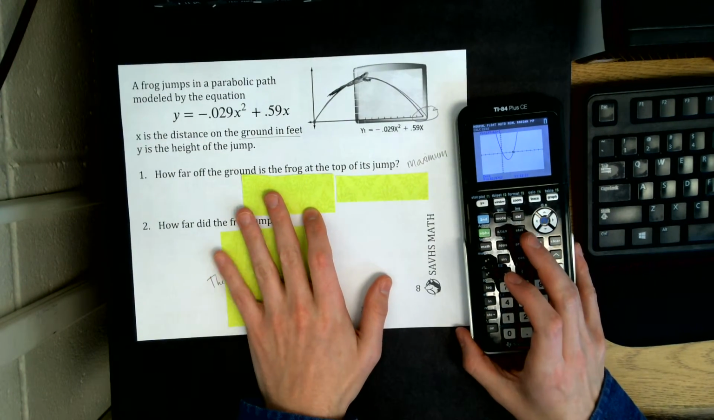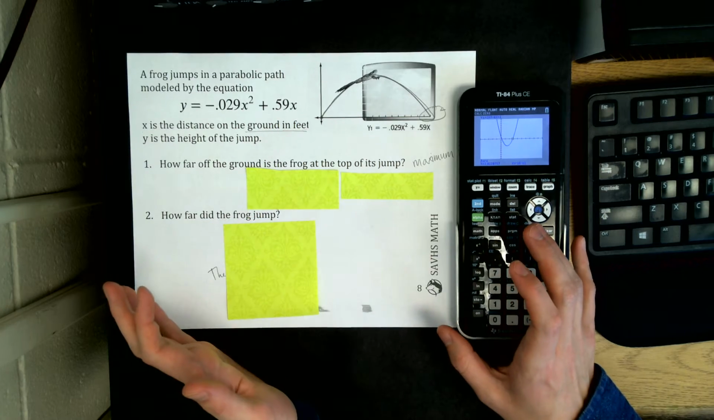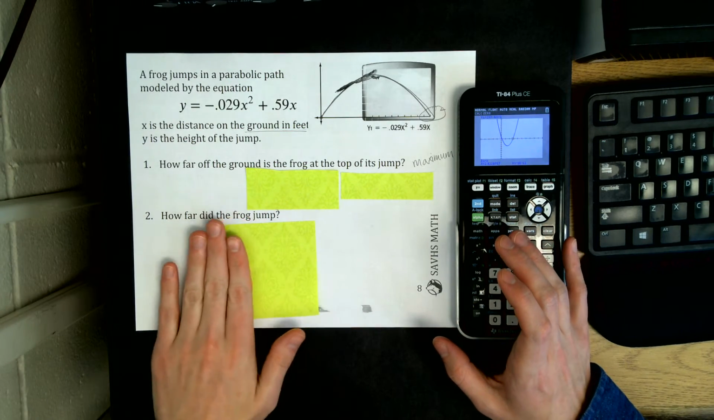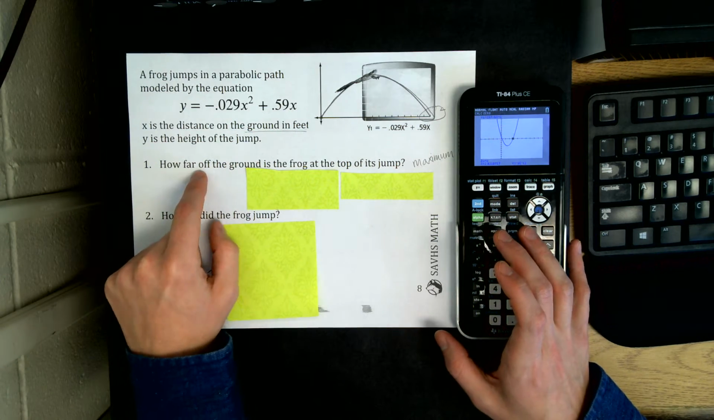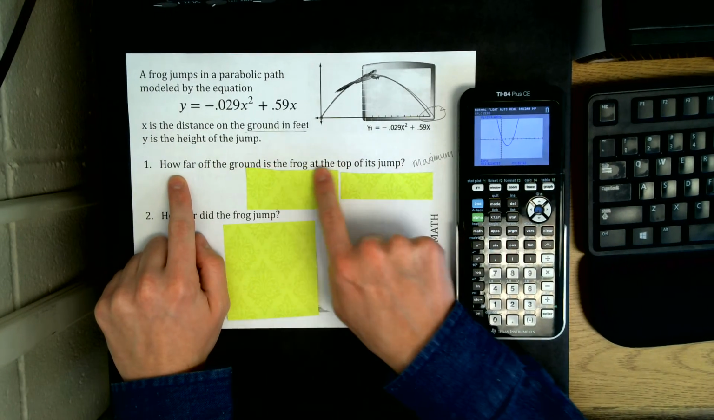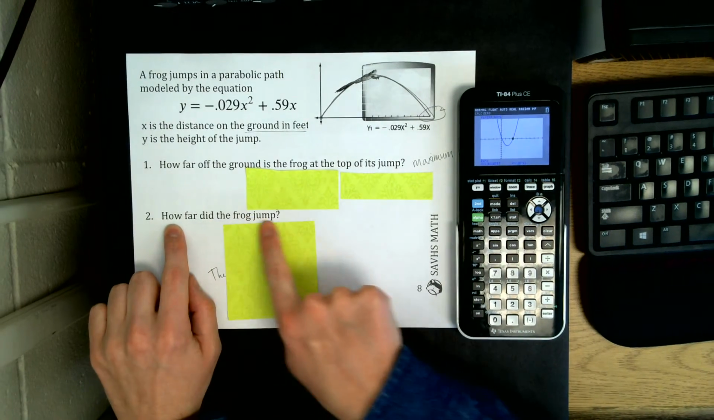Okay, the second question that we can use our calculator to answer is this one. Just ignore the word "the" here. It's going to make more sense in a second. The questions that I have are how far off the ground is the frog at the top of its jump and how far did the frog jump?